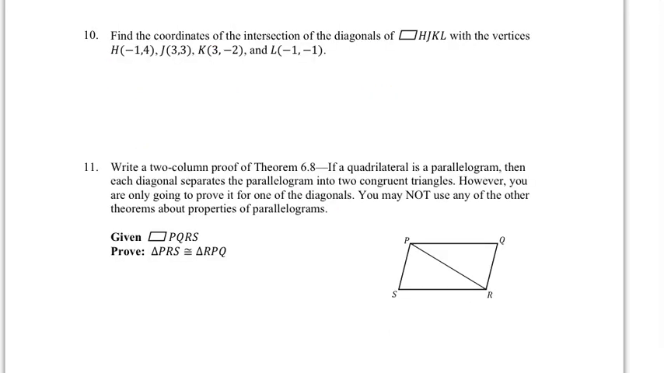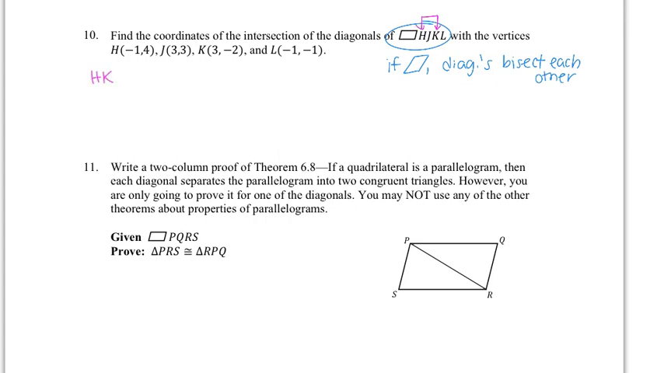All right, for number 10, it says find the coordinates of the intersection of the diagonals of parallelogram HJKL with those vertices. So you know it's a parallelogram. So we know if parallelogram, what do you know about the diagonals? Diagonals bisect each other. So if you know the diagonals bisect each other, you know that they intersect at their midpoint. So you just have to find the midpoint of the diagonals, or just one of them, and check with the other. So the diagonals will be HK, so you got to be careful here.